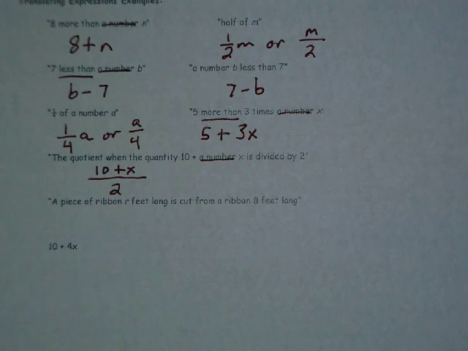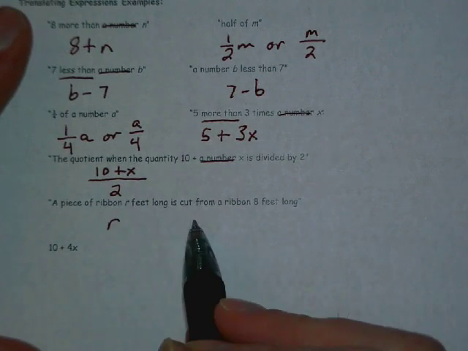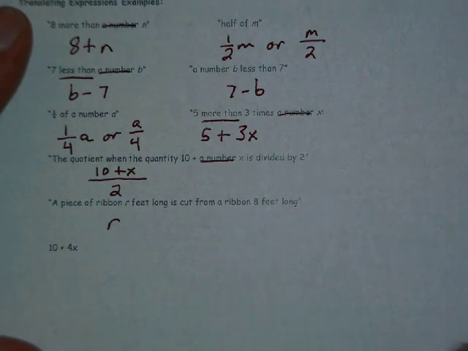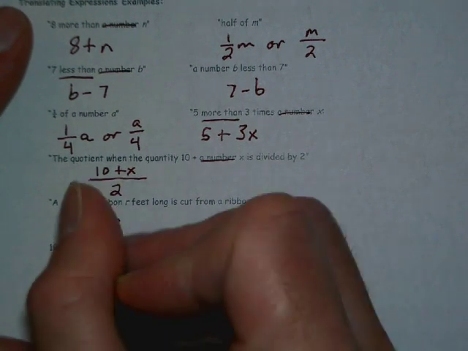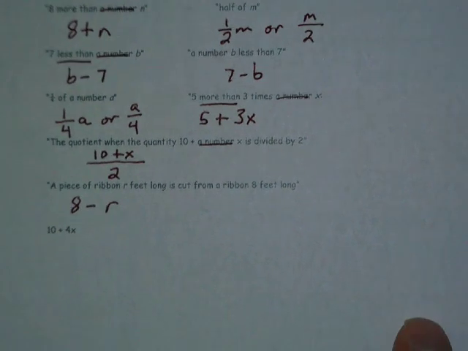Next one, a piece of ribbon r feet long is cut from a ribbon 8 feet long. So now we're taking a situation, kind of an application problem, figuring out what is happening to this ribbon to figure out what operation we need to do. If I'm cutting a ribbon, am I making it longer or shorter? Shorter. So does that sound like adding or subtracting? Subtracting. So the ribbon started how many feet? 8. And we are taking away r. Whatever you're cutting out, that's what we're subtracting.